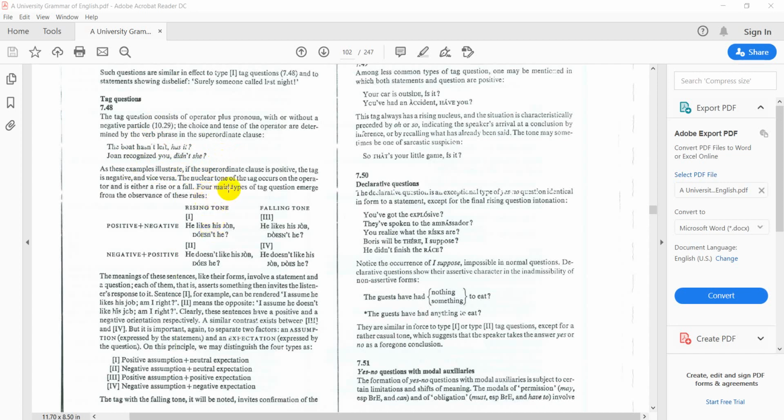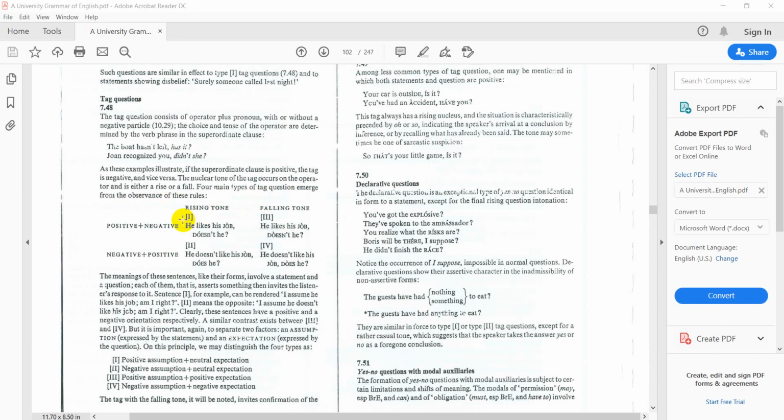The nuclear tone of the tag occurs on the operator, so the stress will be on the operator, not on the pronoun, and is either a rise or a fall. Four main types of tag question emerge from the observance of these rules. So please have a look with me.